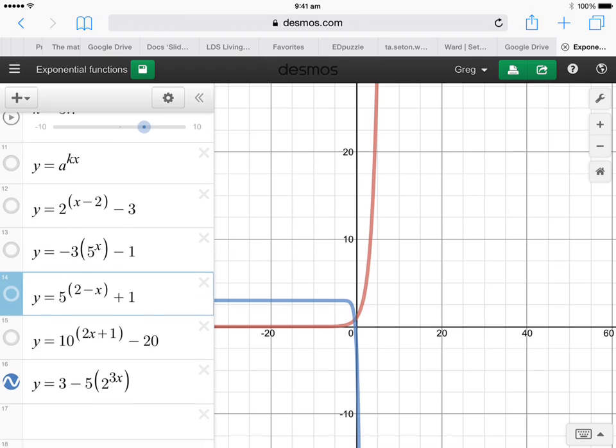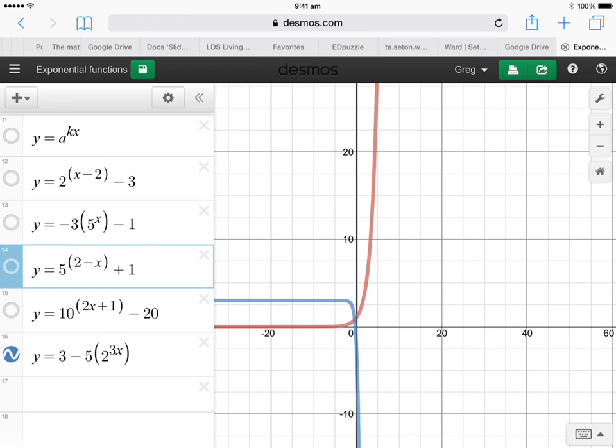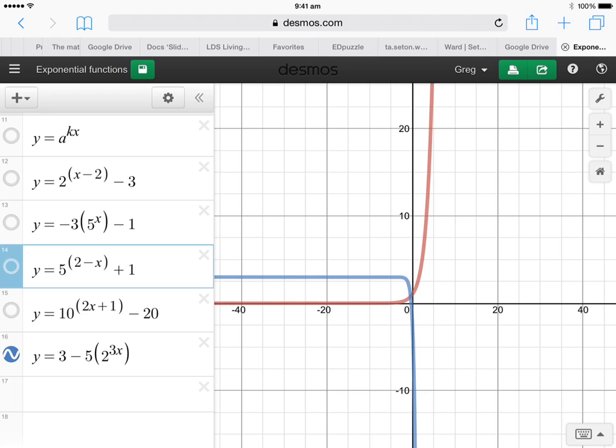Let's just look at one more here, and this is the hardest you could ever expect to get: 3 minus 5 times 2 to the power of 3x. There's a lot going on here. The minus at the front means it's going to be flipped in the x-axis. The 5 means it's going to be a lot steeper. That's the dilation parallel to the y-axis.